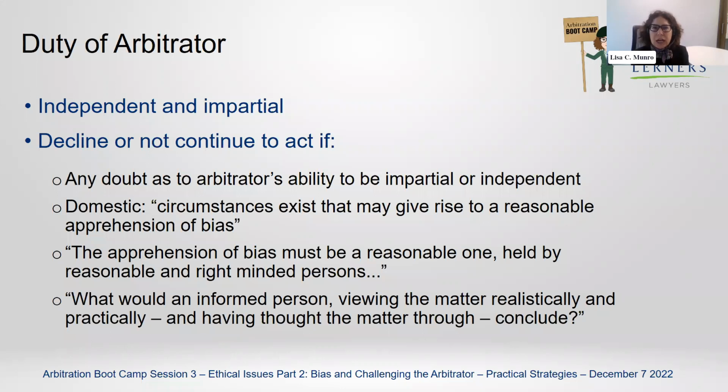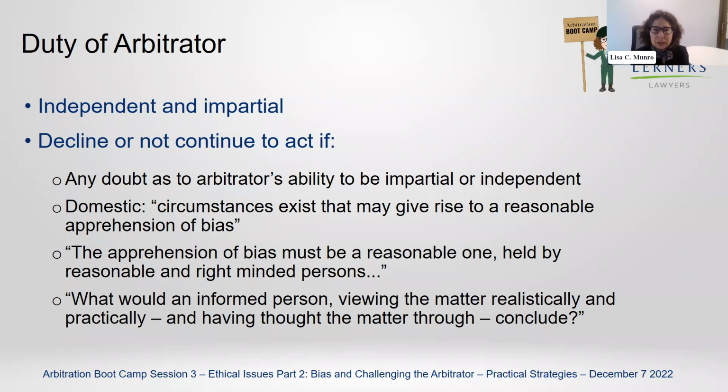And that language has been interpreted by the Supreme Court of Canada in a case called Committee for Justice and Liberty Canada v. National Energy Board, 1978 1 SCR 369. And that decision talks generally about the test for bias and a reasonable apprehension of bias, which the Supreme Court of Canada says must be a reasonable one, held by a reasonable and right-minded person. And the question to be asked is, what would an informed person viewing the matter realistically and practically, and having thought the matter through, conclude?